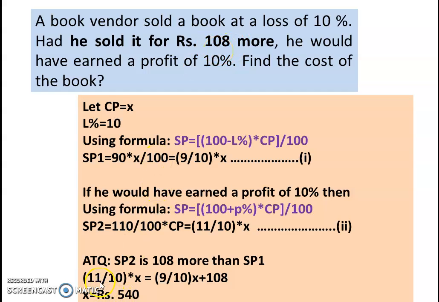So after writing this, SP2 equals to this SP1 plus 108, we can calculate the value of X, and after calculating this, value of X is 540. So this is the cost price of the book.